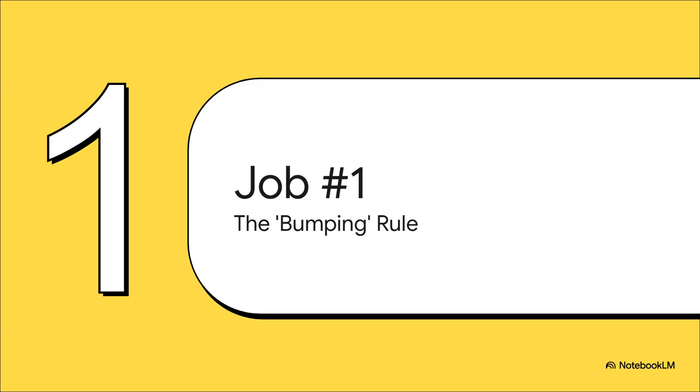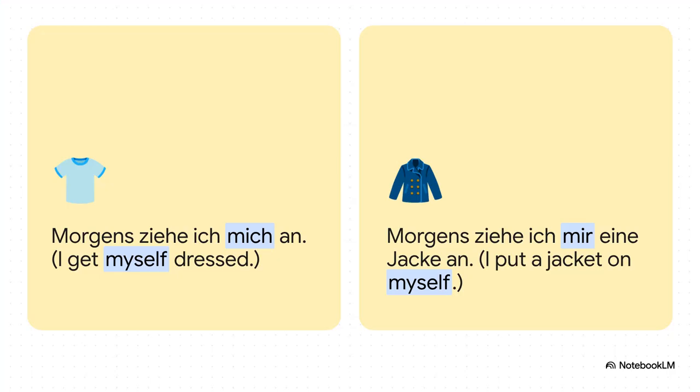Okay, let's get into job number one for our grammatical multi-tool. This first function pops up all the time with reflexive actions, things you do to yourself. I like to think of it as the bumping rule. Okay, check this out. On the left, we've got a simple sentence. Ich ziehe mich an. I get myself dressed. Here, myself, or mich, is the direct object. It's in the accusative case. Simple enough.